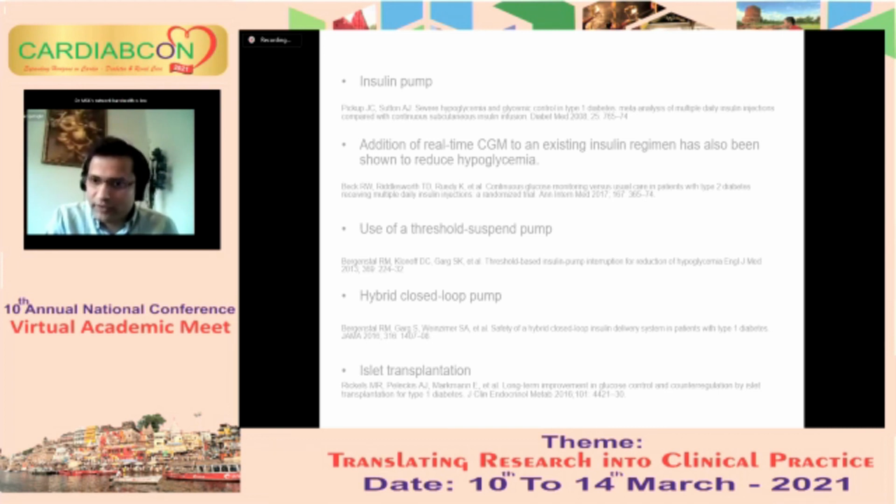There are new Medtronic pumps, threshold suspend pump, where the moment the blood sugar starts plummeting, the pump can sense it and it suspends the insulin for the next couple of hours. And after that, it keeps monitoring the blood sugars. Your sensor can talk to the pump, and whenever the blood sugar starts going up, then it starts pumping the insulin again. So this is a very smart technology which has been used by the Medtronic company.